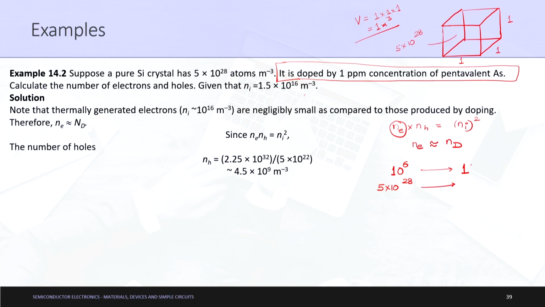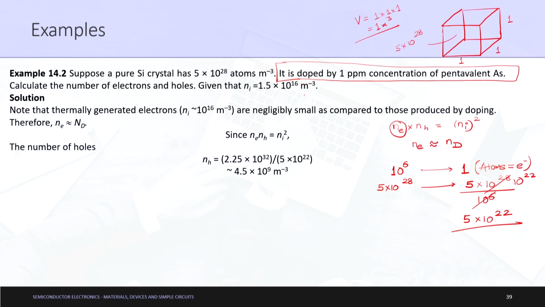Here it is assumed that one atom is equal to one electron. Therefore, the number of electrons will be 5 into 10 to the power 28 divided by 10 to the power 6. It is a simple unitary method, so this gets cancelled, and the number of electrons is equal to 5 into 10 to the power 22. Hope it is clear. I will try to explain it again.